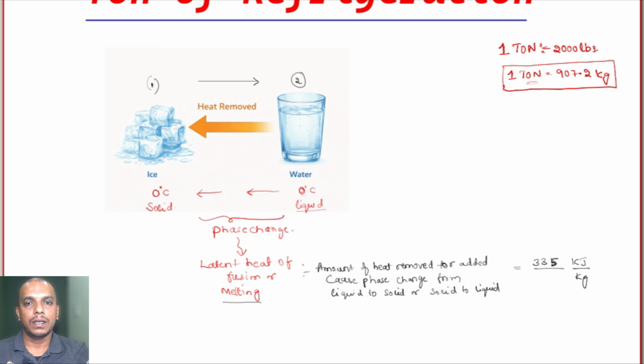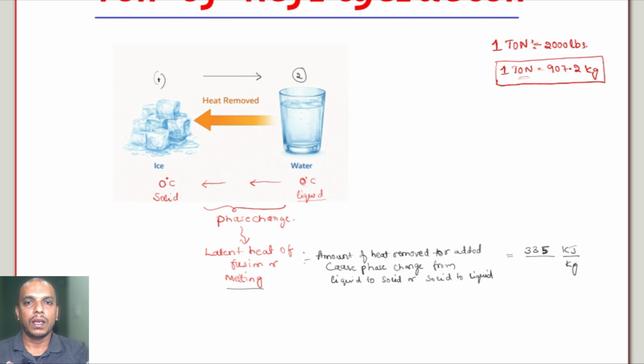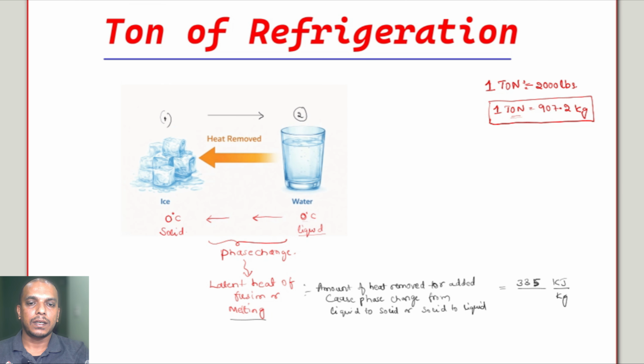Now, let us go back and try to understand what is 1 ton of refrigeration. How fast are we doing this? We can convert this 1 kg of water to ice in 1 minute, or you can take 2 minutes, 10 minutes, 1 hour, 24 hours. How fast we are doing it is what defines ton of refrigeration. Ton of refrigeration is basically defined as how fast we are cooling it.